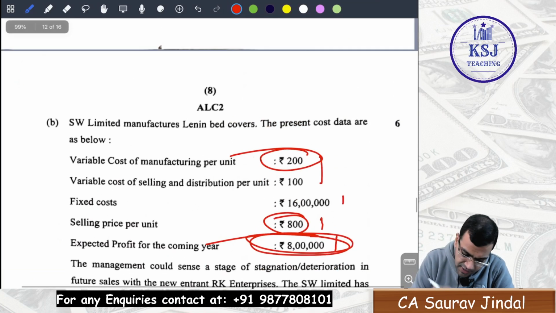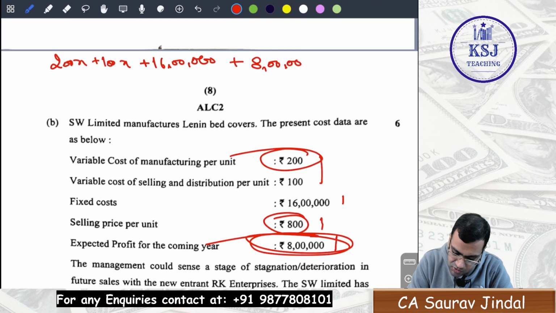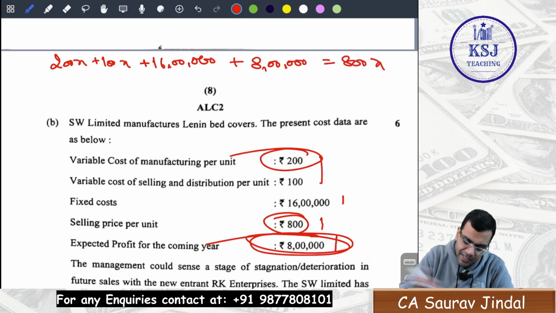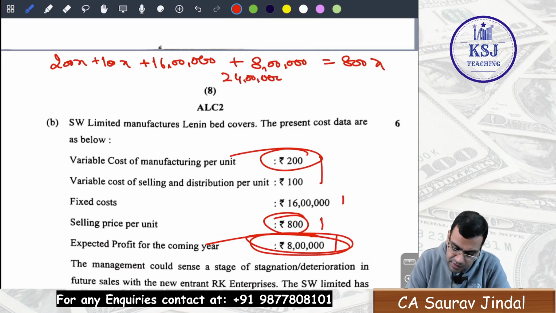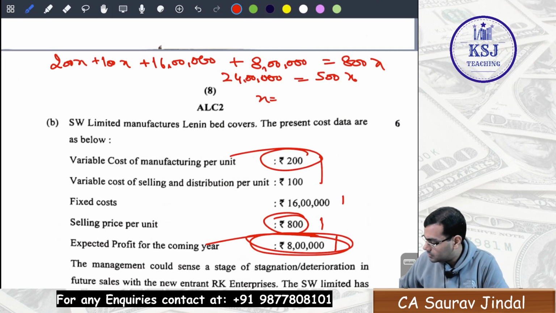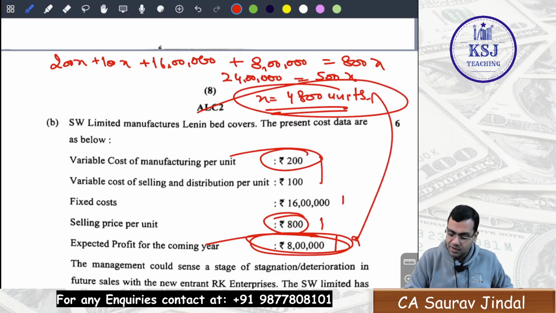Let the units be x. Then what is the total cost? 200x plus 100x, right? Plus 16 lakh is the fixed cost, this is your total cost, plus profit is 8 lakh, minus total sales value of 800x. Calculate the value of x from here, right? So it will be 24 lakhs is equal to 800 minus 300, 500x. So x will be 24 lakhs divided by 500, 4800 units. 4800 units at which you are expecting a profit of 8 lakhs.